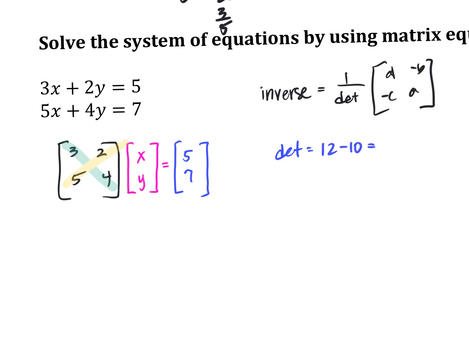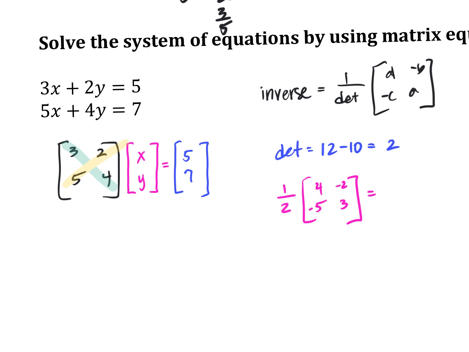12 minus 10. What's my determinant? 2. So what do I have to put that over? I'm sorry, under. 1/2. Let's flip. My 3 and my 4 have to move. They're going to become 4 and 3. What about my b and my c? They become negative: -2, -5.